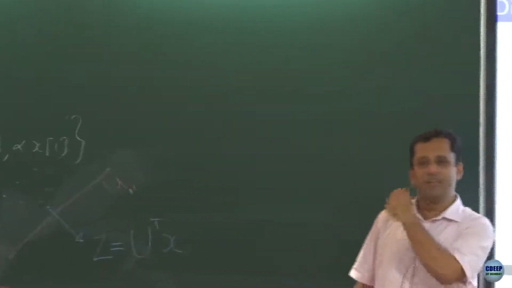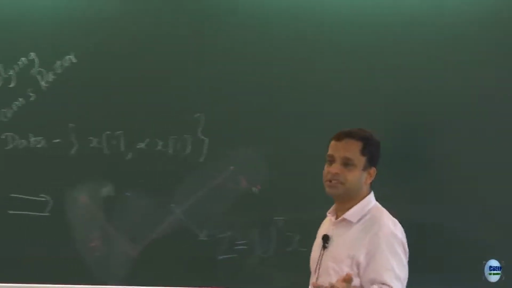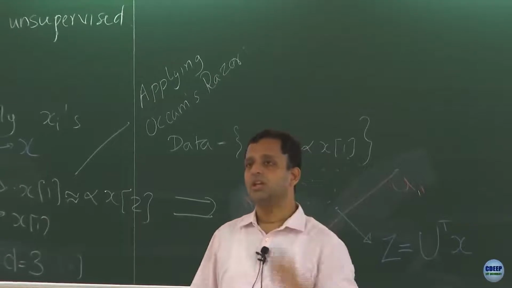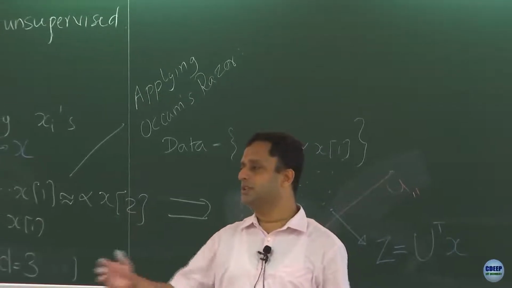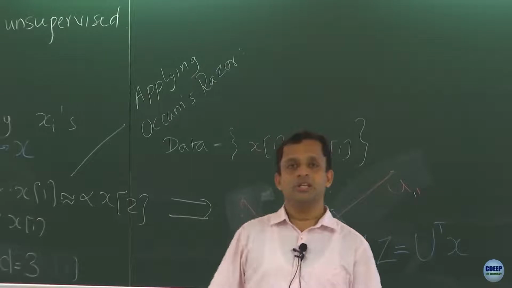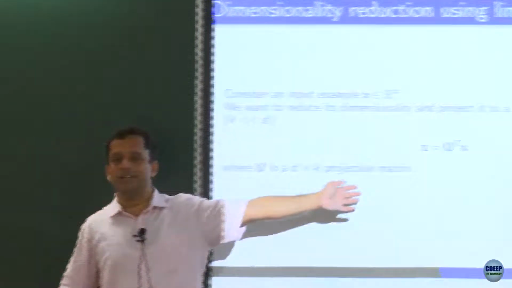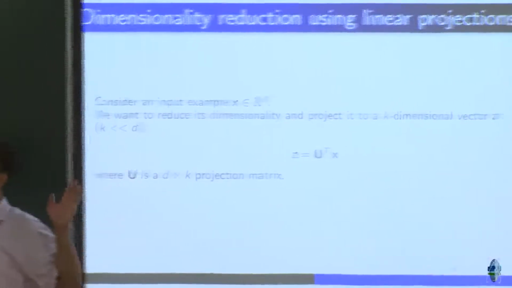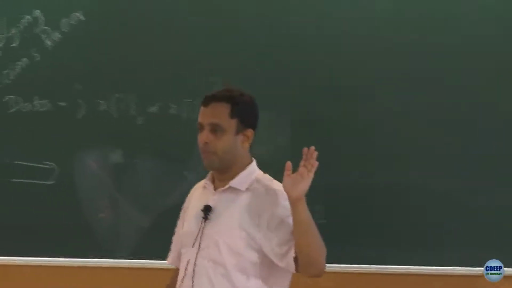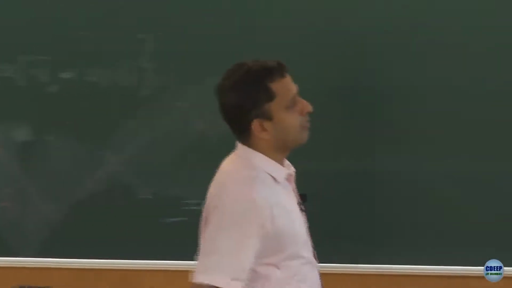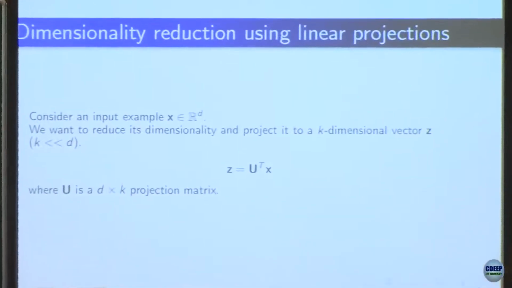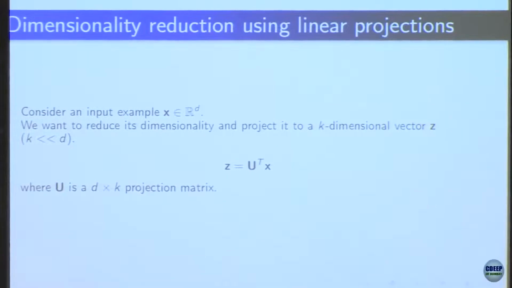Now U transpose X, we have done this before. We have done this in the case of linear regression. Remember? We talked of this projection, phi transpose phi inverse phi transpose. So you know that the Z is going to lie in the column space of U transpose, right? Is it column space of U transpose or column space of U?